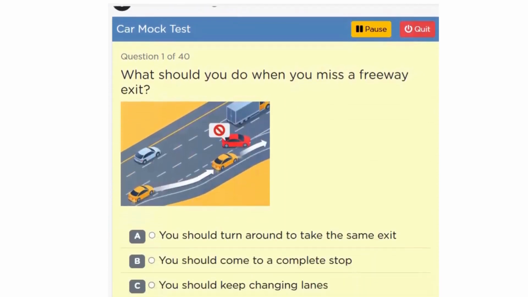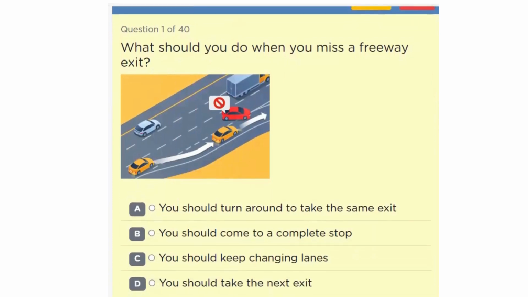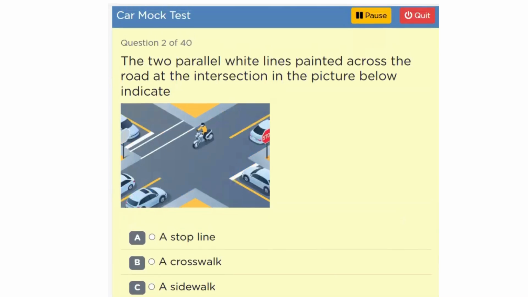Okay. What should you do when you miss a freeway exit? You should turn around to take the same exit? No. You should come to a complete stop? No. You should keep changing lanes? No. You should take the next exit. I like these kind of questions where the wrong options are completely silly.